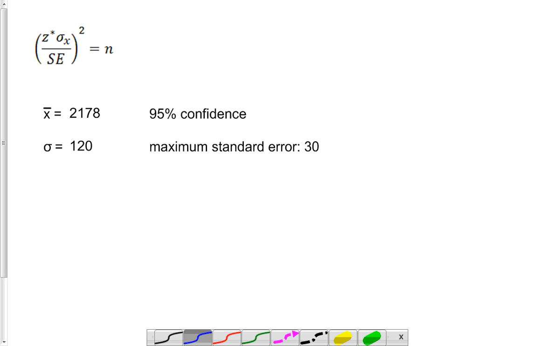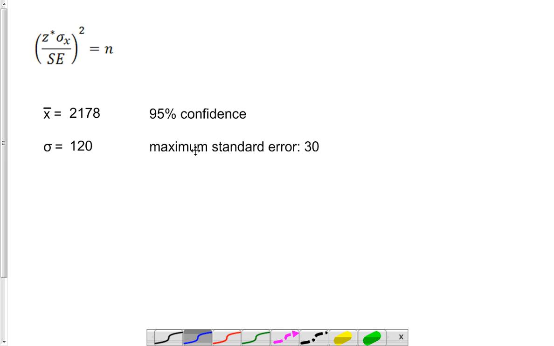So let's take a look at this example here. We have a sample mean of 2178 and a sigma of 120. Now, the sample mean here of 2178 is actually extraneous information for this. It doesn't matter what the mean is as far as calculating sample size. The only thing that matters is our standard deviation, our sigma here. So our sigma of 120 is the only thing we're actually going to use out of these.